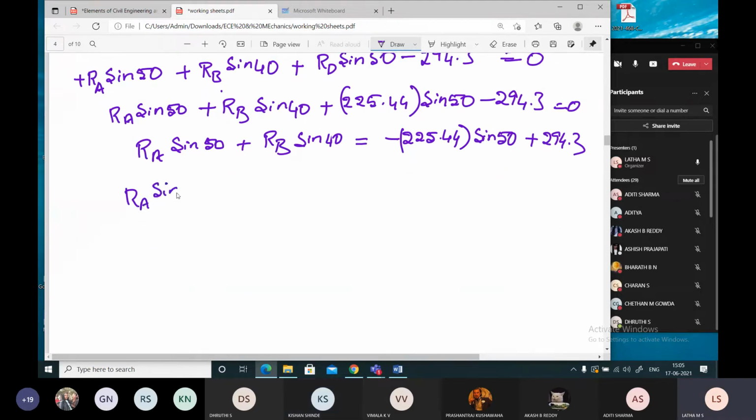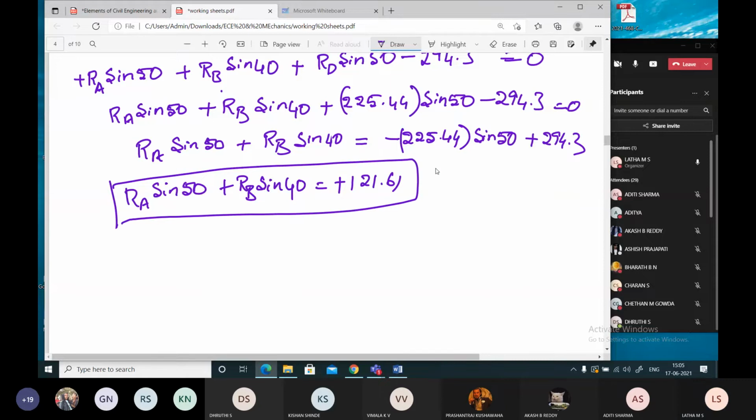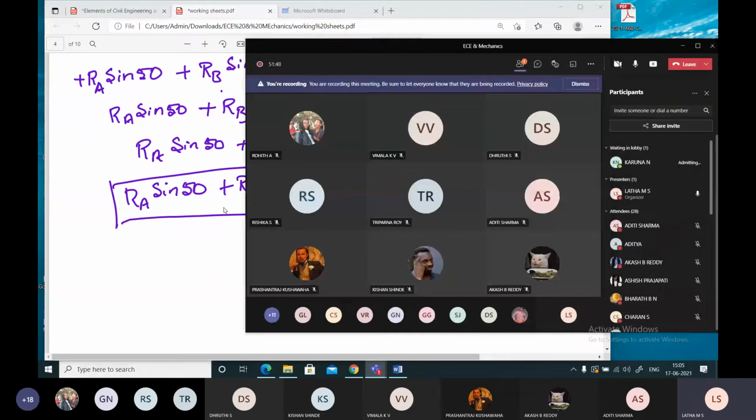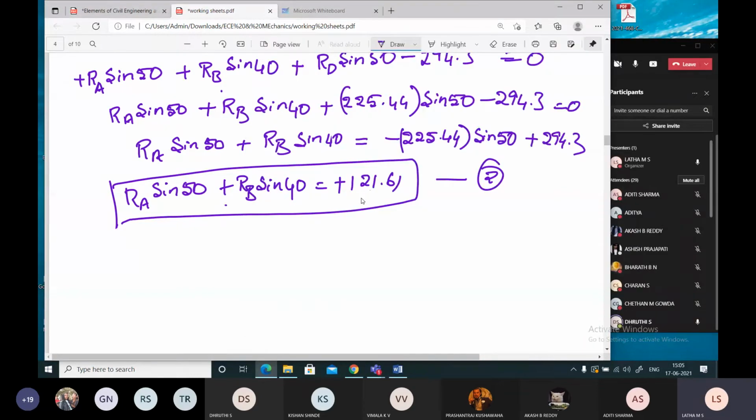Once I'll write the LHS, give me the answer. After this, immediately you give me sin 40 equals, yes, tell me. 121.61. Is 61 plus or minus? Yes, ma'am, plus. So I can call this equation 2. Check your answers. Ma'am, it's 121.61.